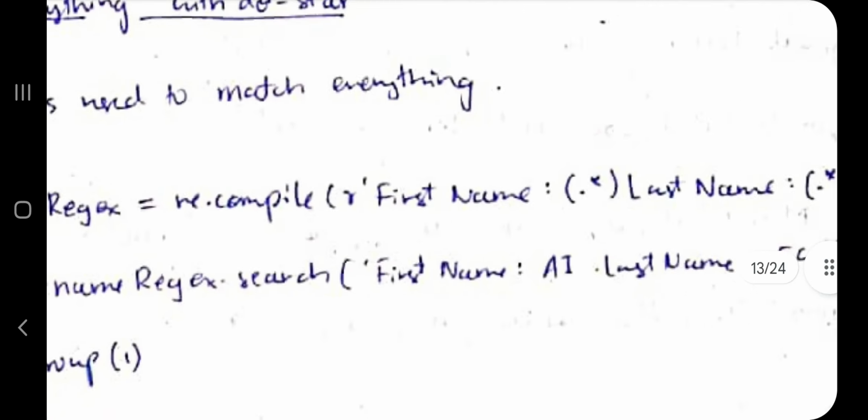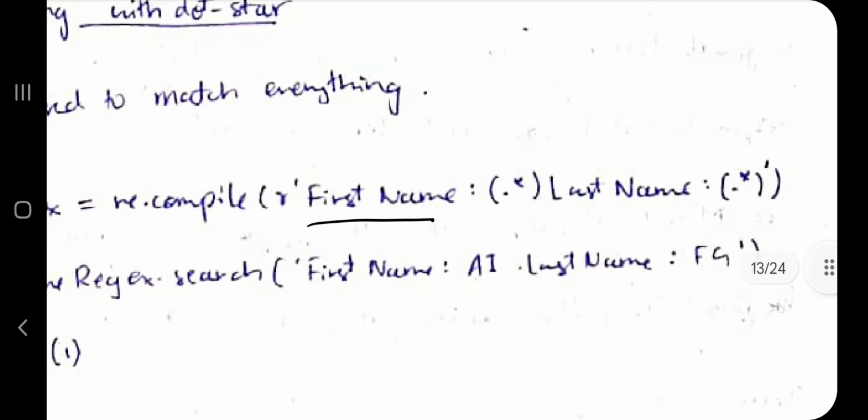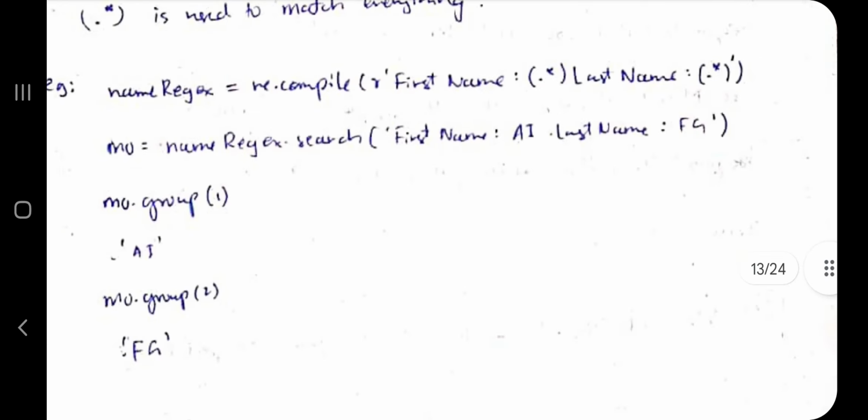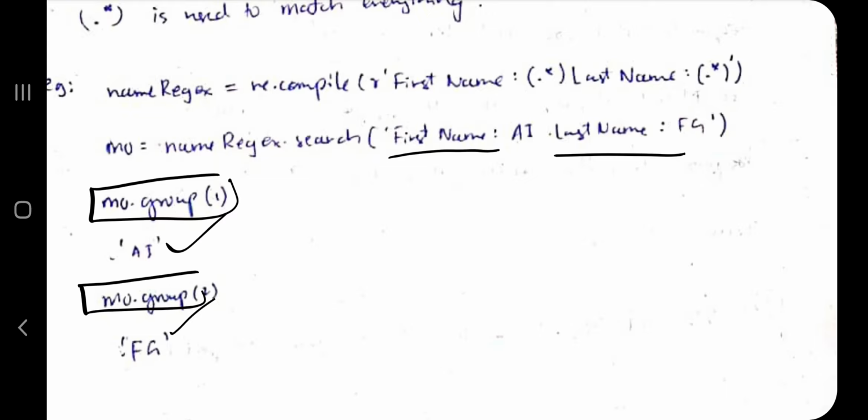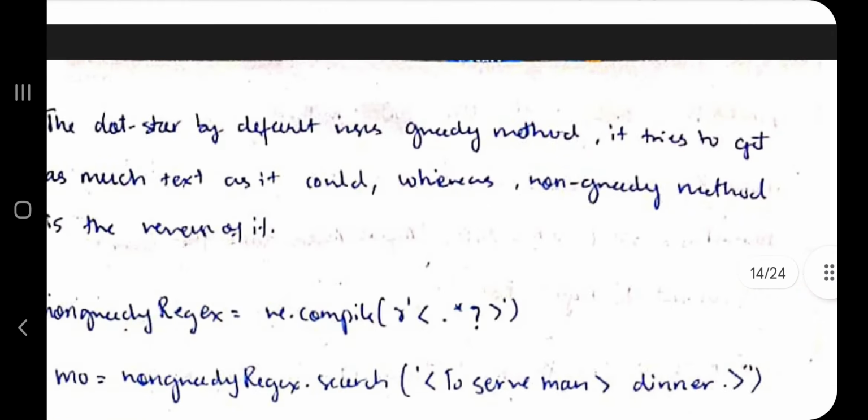For example, if I want to accept a first name and a last name, letters, but I do not know how many letters there are, then we will be using star. Star means 0 or more letters, and dot means it can accept anything, any symbol or any letter. Okay. So, I will be taking the name by using this syntax here, and by using the group function I will be outputting the first and the last name. Okay.